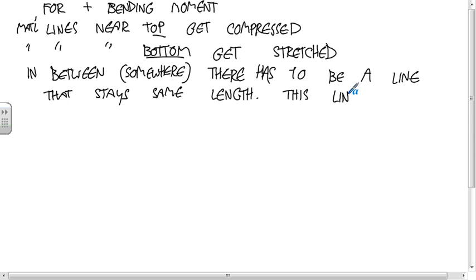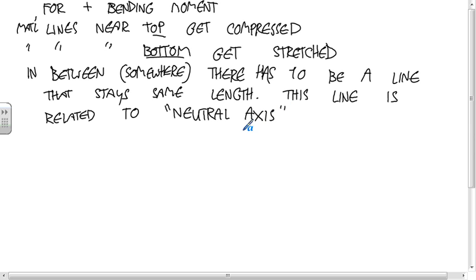This line is related to what we're going to call the neutral axis. And that's going to be an important starting point in doing these calculations.